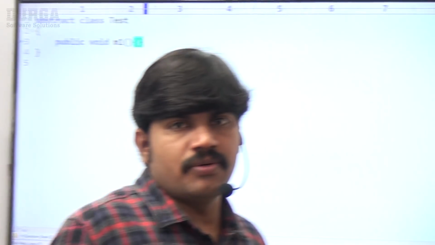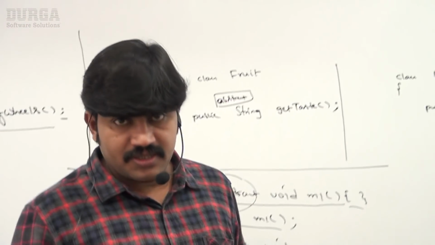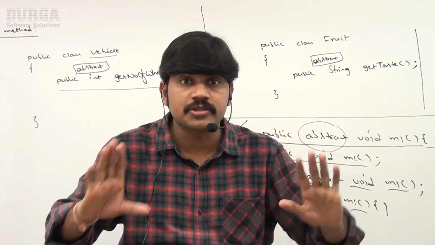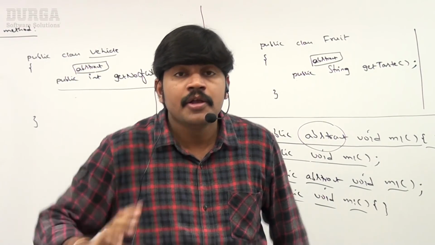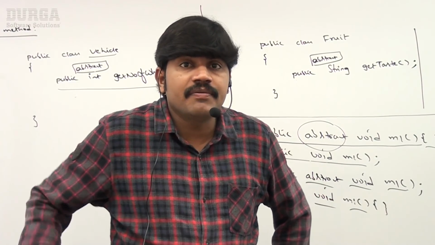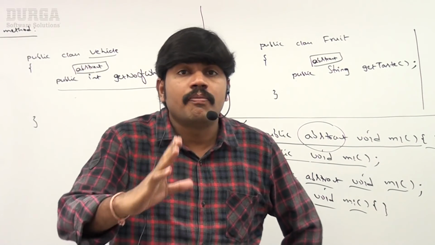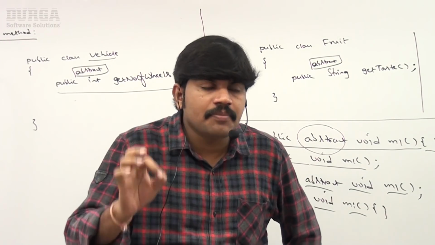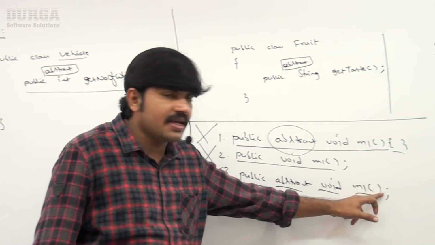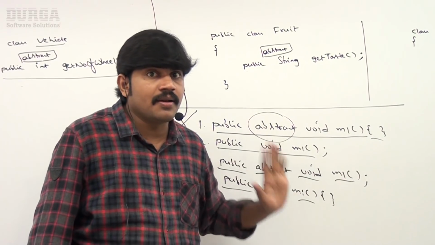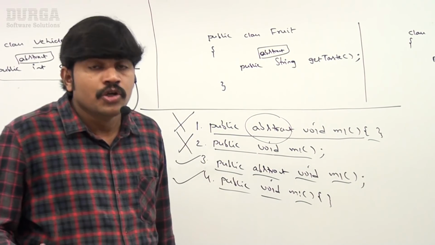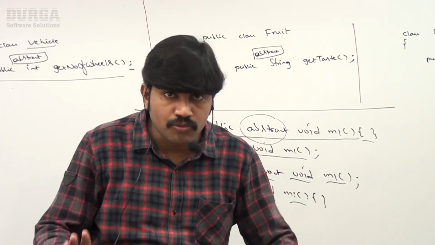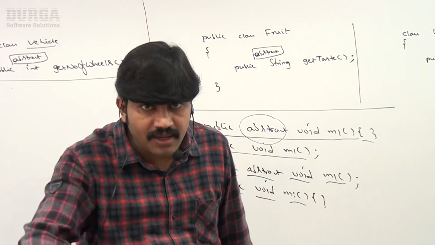That's all. So what is an abstract method and how to declare an abstract method? These two things are very, very important. An abstract method has only declaration but not implementation. That's why an abstract method declaration should compulsorily end with a semicolon, but not curly braces. Who is responsible to provide the implementation? Child classes are responsible to provide the implementation. Clear? Any doubt?